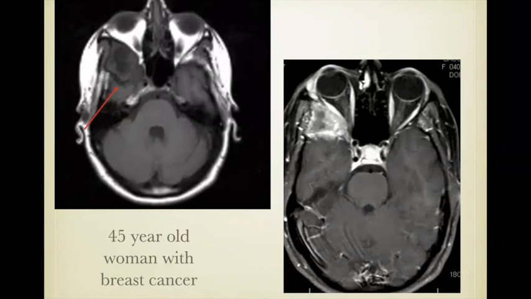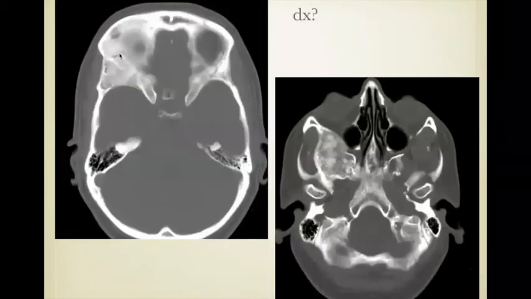It was a single lesion. And then we went on and got a CT scan. This is what the CT scan looked like. Again, not destructive by any means. This is a relatively homogeneous, sort of ground glass appearance.